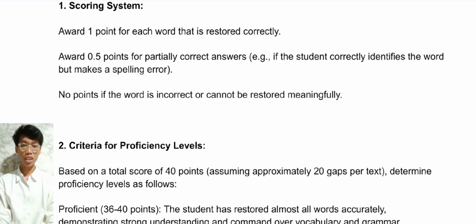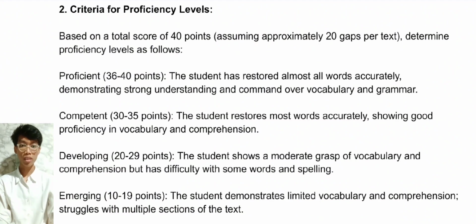For scoring, each word you restore correctly is worth 1 point. If you get close with just a minor spelling error, you'll still earn half a point. But if the word is incorrect or doesn't make sense in the sentence, it won't count. After you complete both passages, your total score will help us determine your proficiency level from basic to proficient.